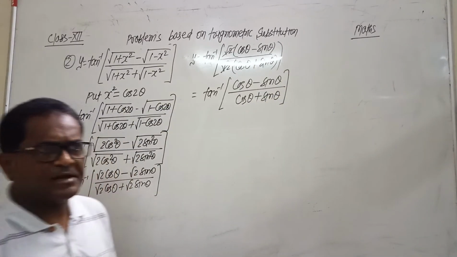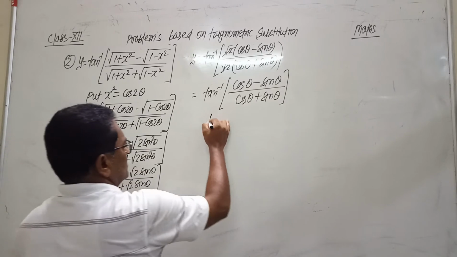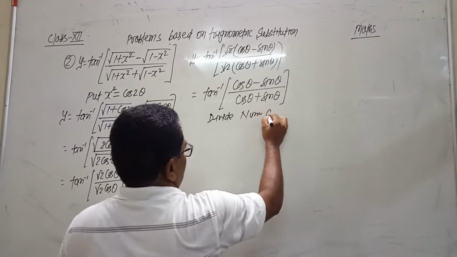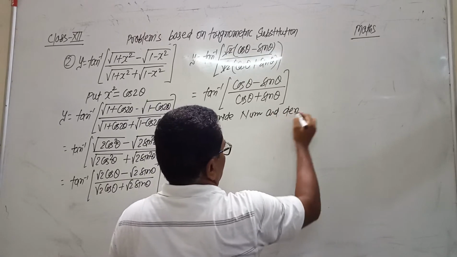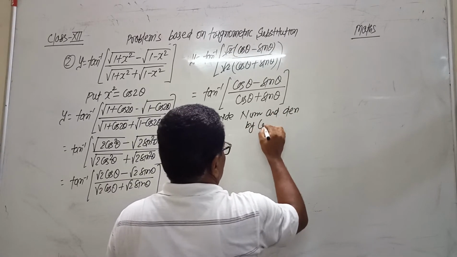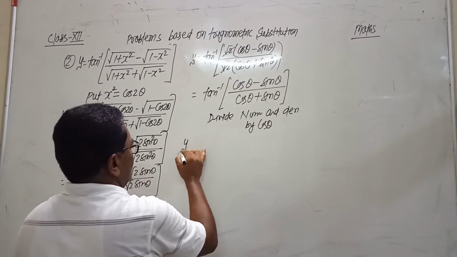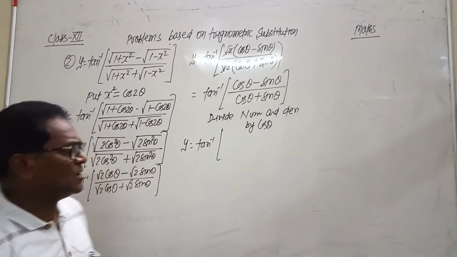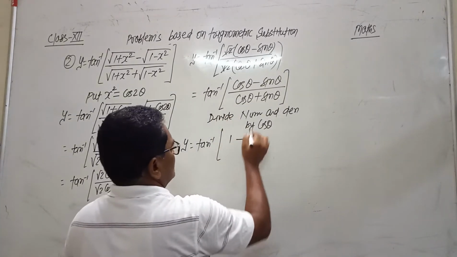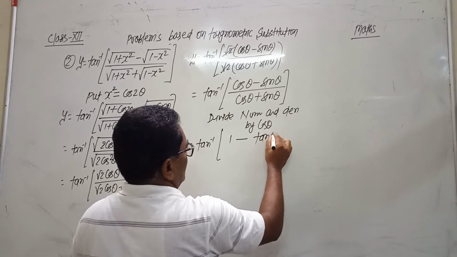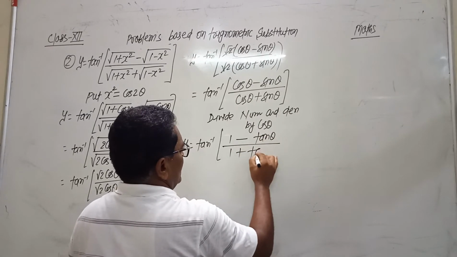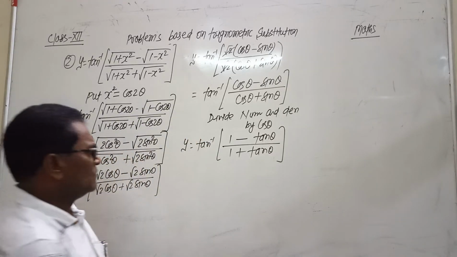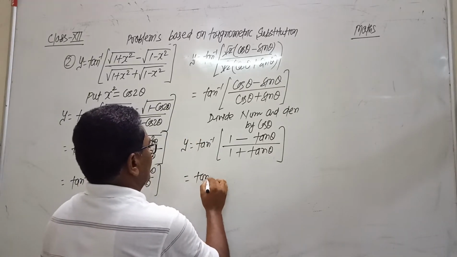Now divide numerator and denominator by cos theta. So we get y equals to tan inverse of cos theta divided by cos theta, which is 1, and sin theta divided by cos theta, which is tan theta. So this is 1 minus tan theta upon 1 plus tan theta, and this is the common form.